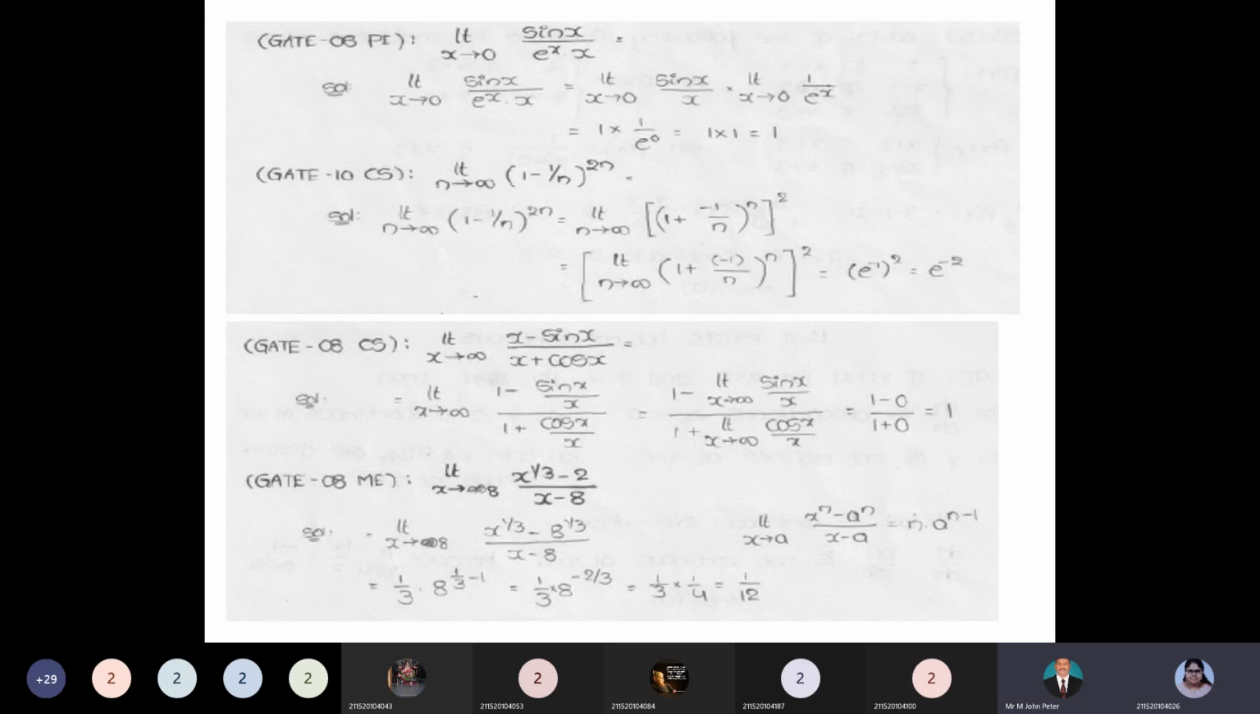e power minus 1 is equal to 1 plus minus 1 by n whole power n is the function. So in the numerator you get 1 plus, inside the bracket, minus x by n, which can be denoted as e power minus x. That's a formula. Using that here, instead of x we have minus 1. Replace it and you'll get e power minus 1 whole square. That is, multiplying 2 into minus 1, you'll get e power minus 2.